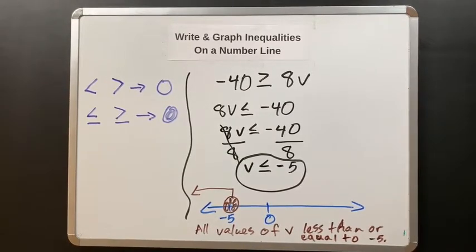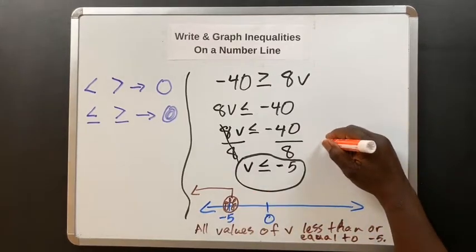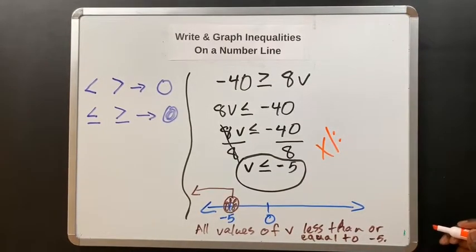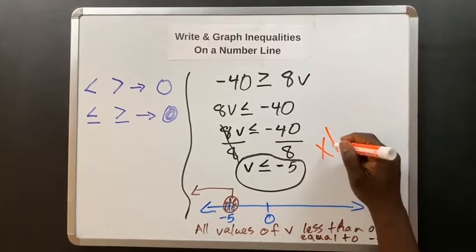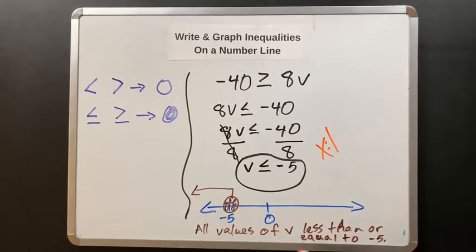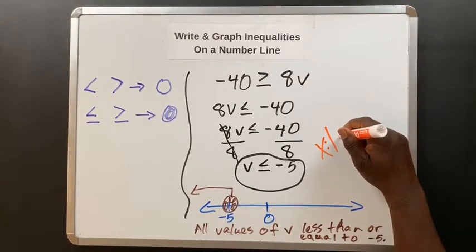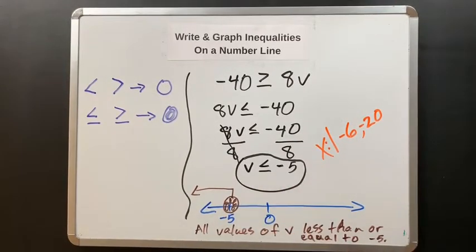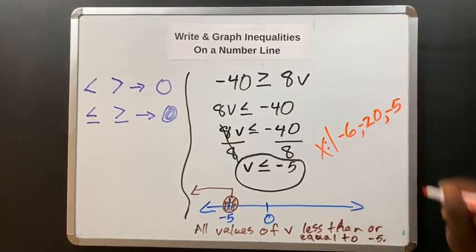Now, if they ask you to identify solutions that make this inequality true, I'm going to say a set of solutions, that's what that means, that make it true. A set of solutions that make it true. What's a value that's less than negative 5? It could be negative 6, negative 20, but it says less than or equal to negative 5. So we can also have negative 5 as a solution.